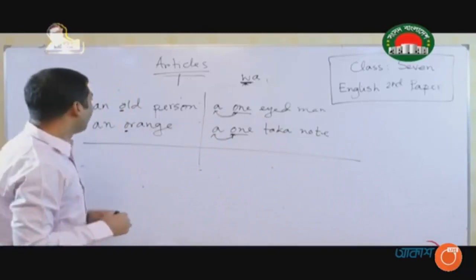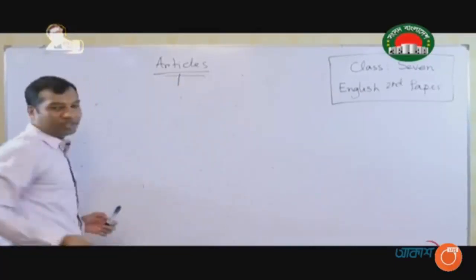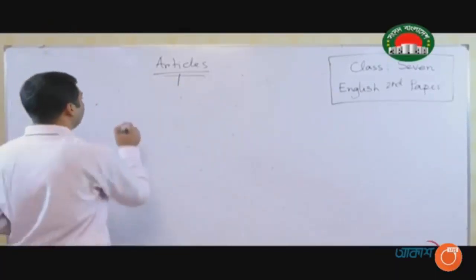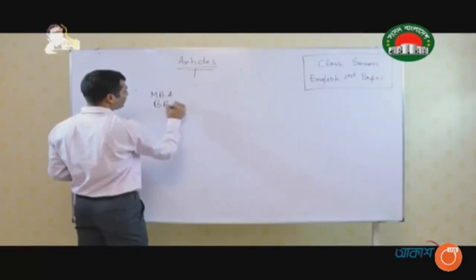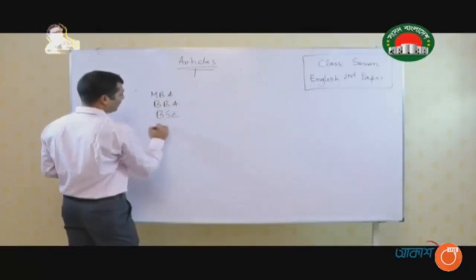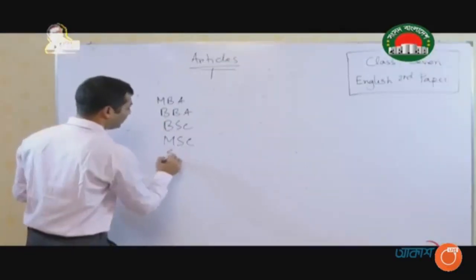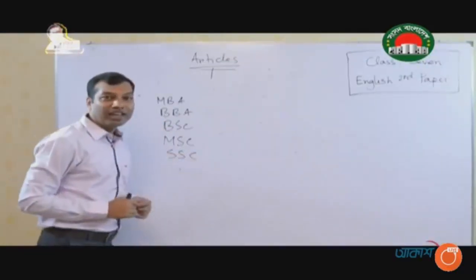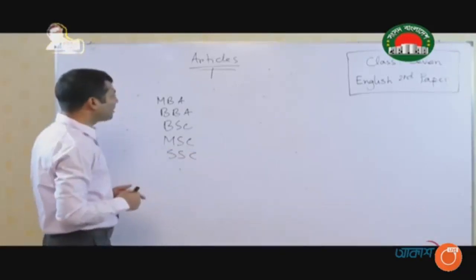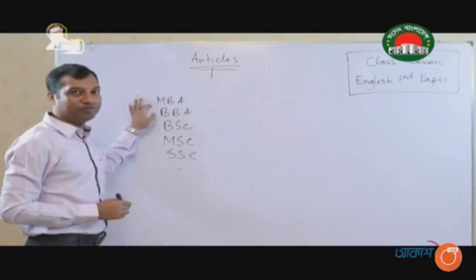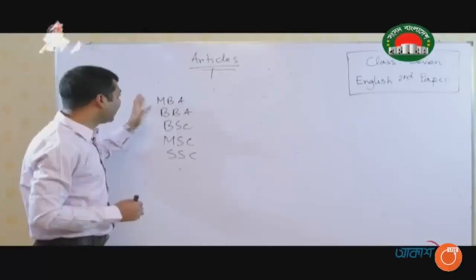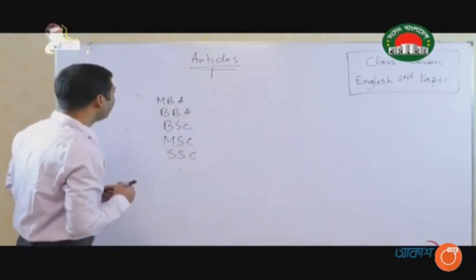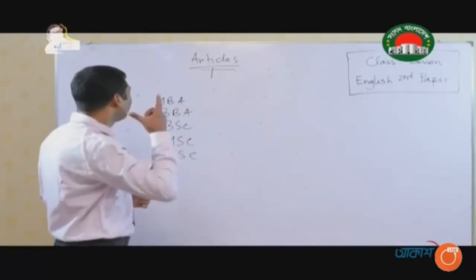I think you have understood the point. You know there are some acronyms in English. For example, they are the abbreviated forms of some degrees, maybe MBA, BBA, BSc, MSc, then SSC, etc. So we must use the article a or an before them. Now we have to learn whether to use a or an. Here also the initial sound will work.